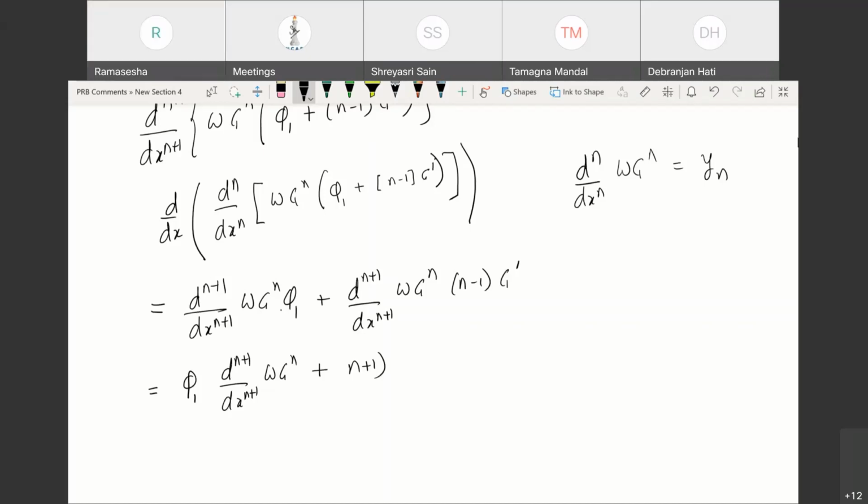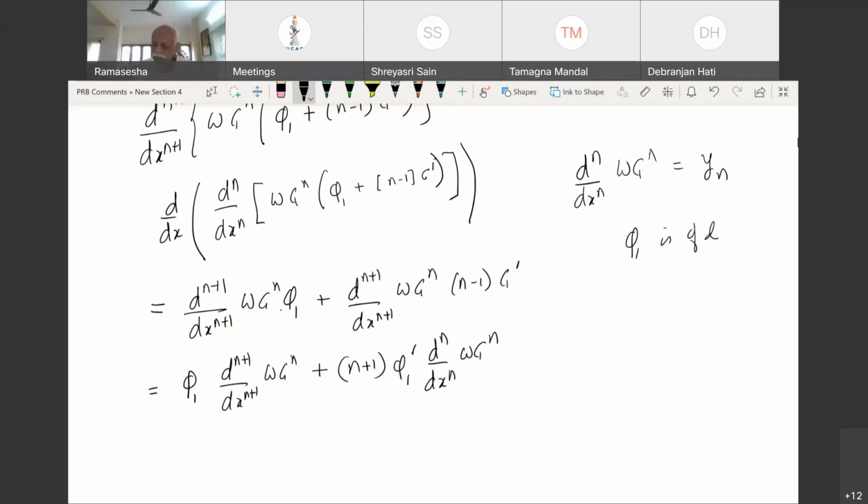The first term is not giving more because p1 is of degree 1. Therefore, p1 prime is equal to a constant and p1 double prime is equal to 0. So I cannot differentiate p1 more than once. If I differentiate it more than once, I'll get a 0. So the first term that I'm going to get is only p1 d^(n+1) by dx^(n+1) of w g^n, and the next one is n plus 1 p1 prime.